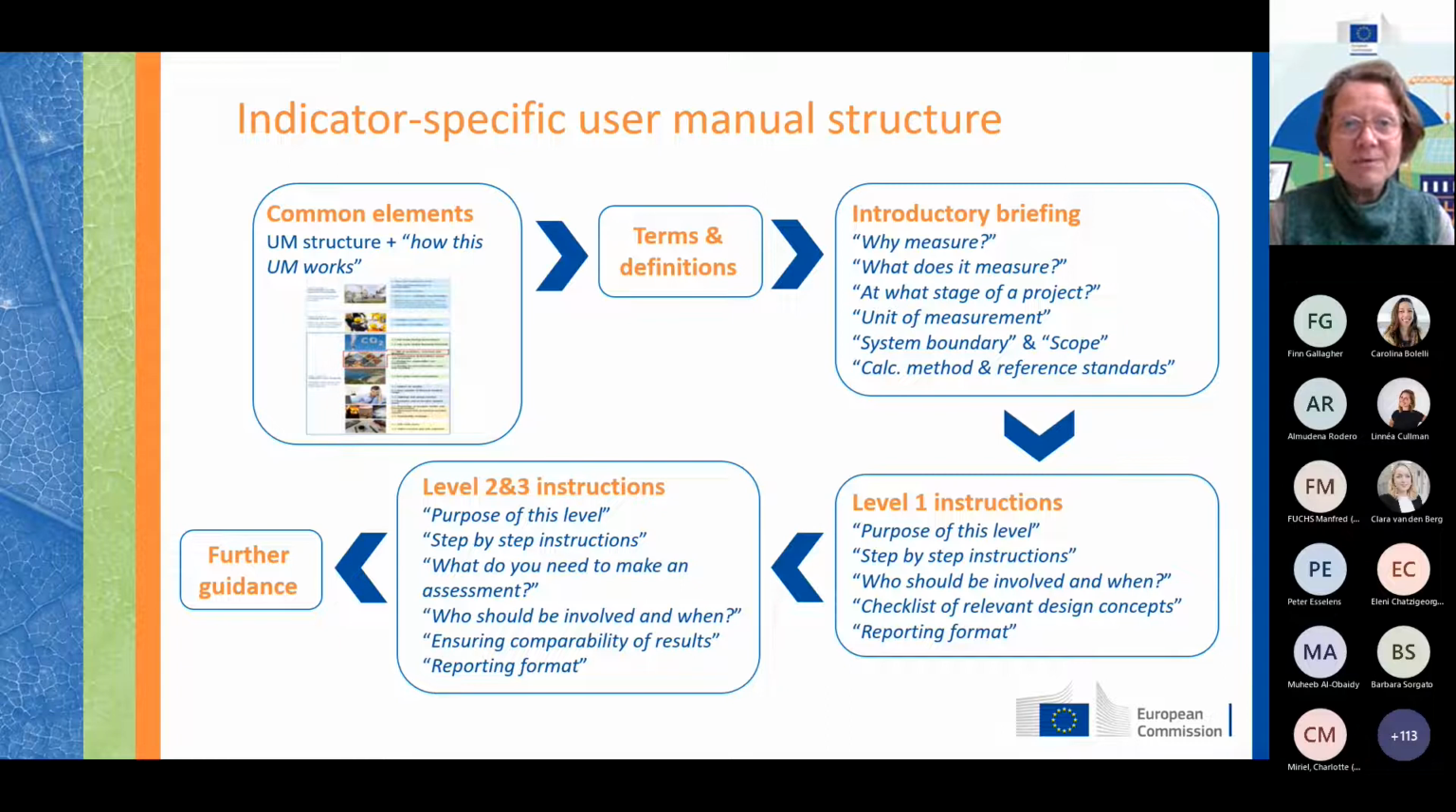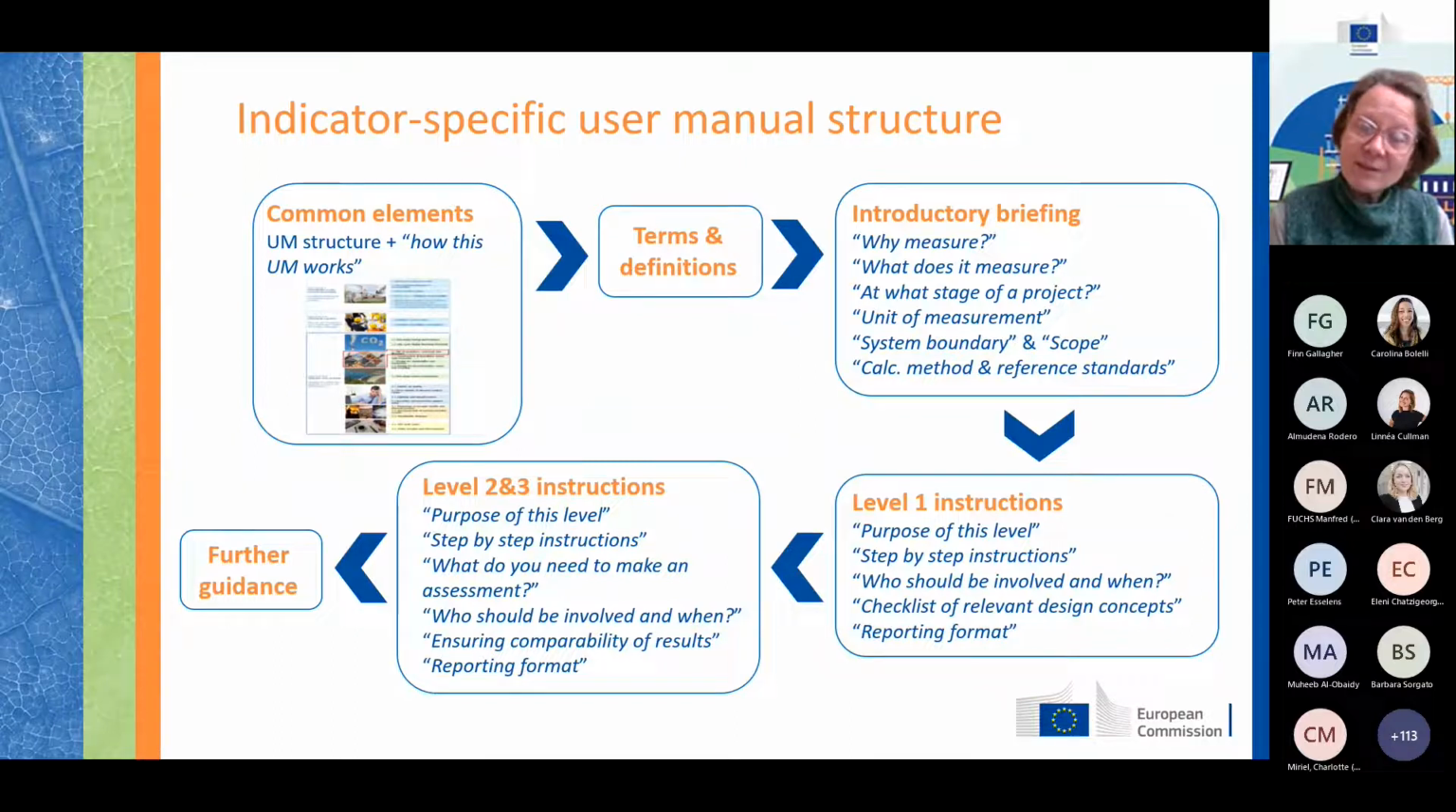I want to dig deeper into these indicator-specific user manuals and how they are structured. So here we are now looking at these 16 user manuals, which go through one indicator each. They are all structured in the same way, to make it easier to find your way once you've started to look in one of them. They start by explaining the overall structure of the document and how all of these different user manuals are linked, so that you get a feeling for what you will find where.